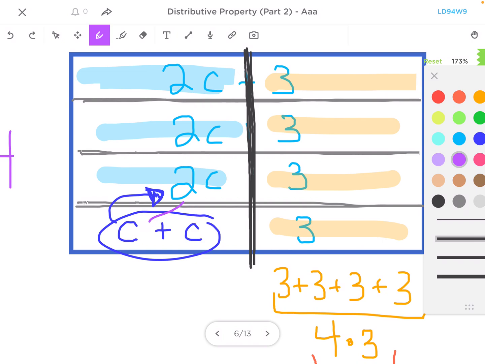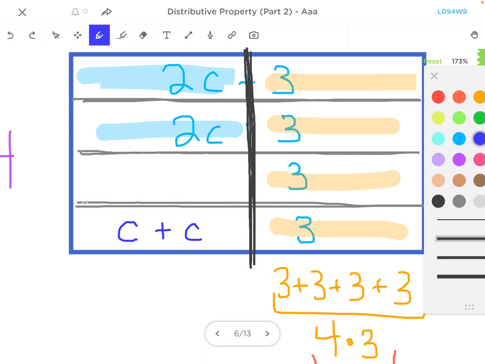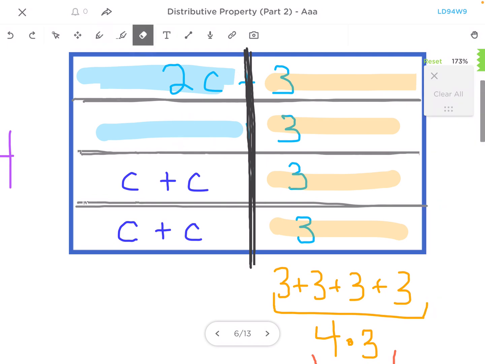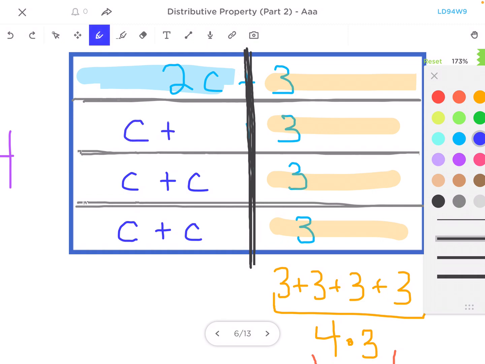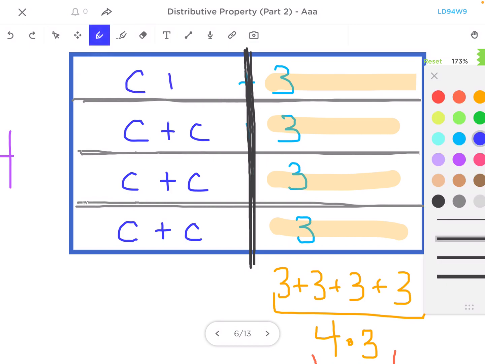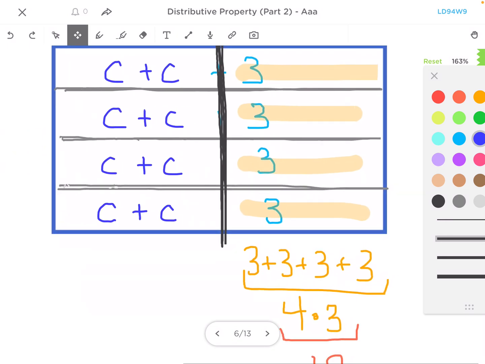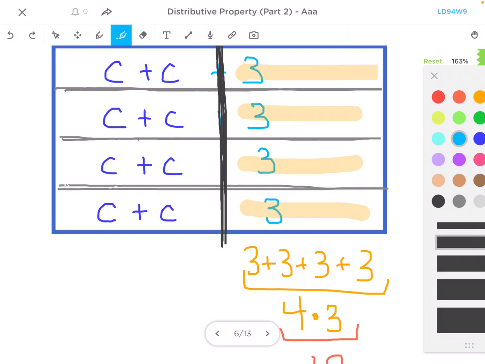So I'm now going to make each one of these look the same because they all said 2C. So I'm going to change this one here and write C plus C. I put 2 C's in that part. Change the one above it into C plus C. And then I'm going to change the one above that one into, you got it, C plus C. So on the right side, I took all those 3's and I added them together underneath our blue box. I'm going to do the same thing with the C's in the left side.